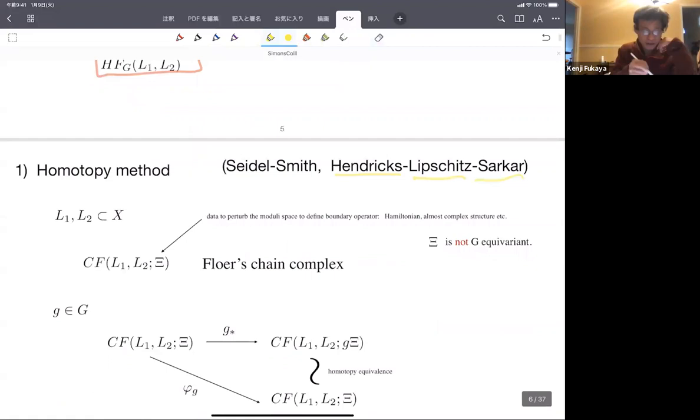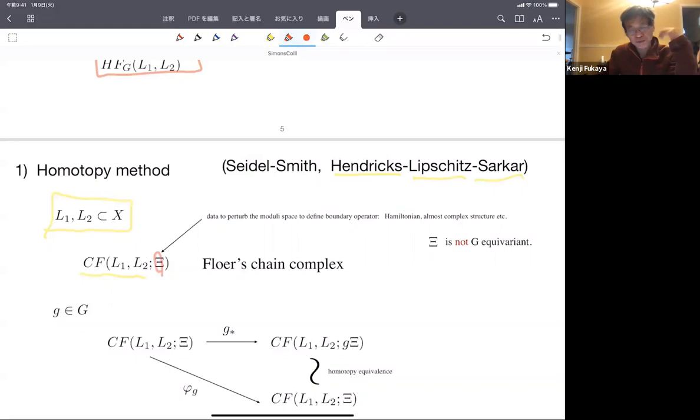Then I want to cook up this equivariant Lagrangian Fourier theory. So first we consider this Fourier chain complex. To define the Fourier chain complex, to define the boundary operator, you need to fix some perturbations. Let me write it C. I don't want to specify which perturbation we take.